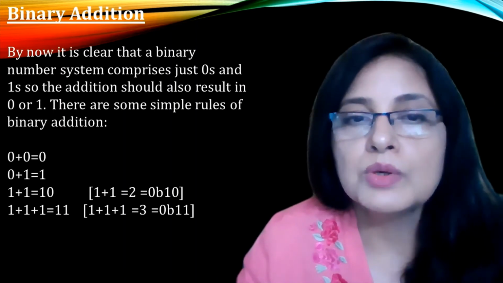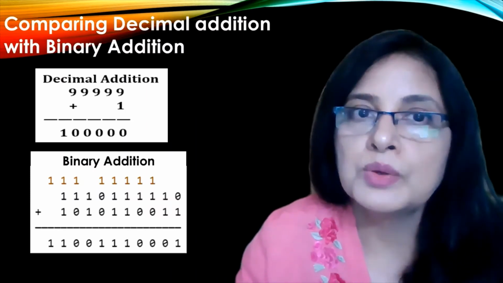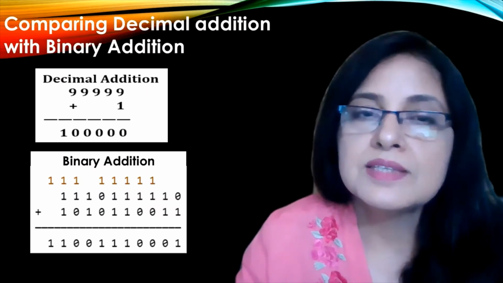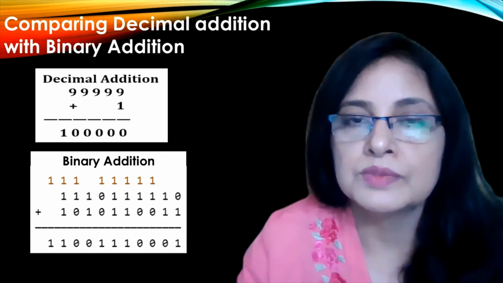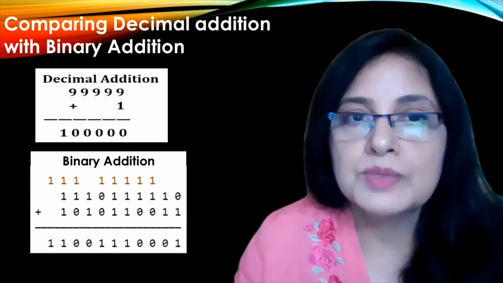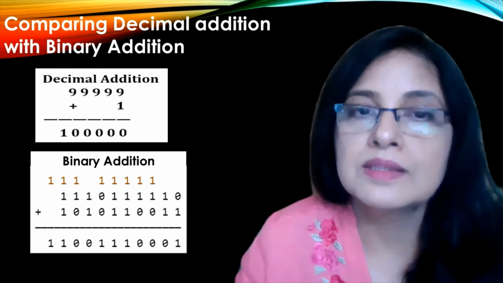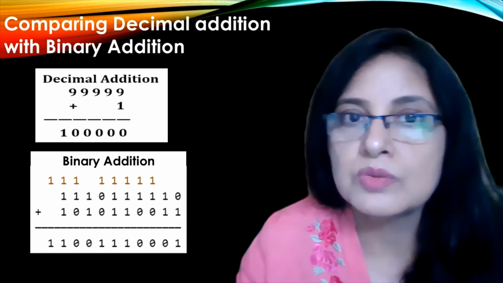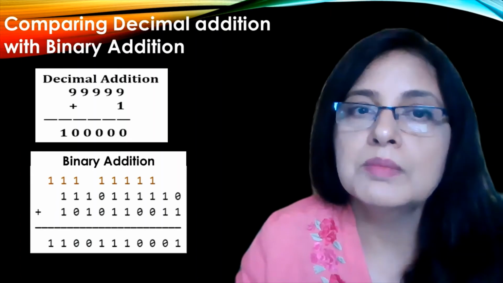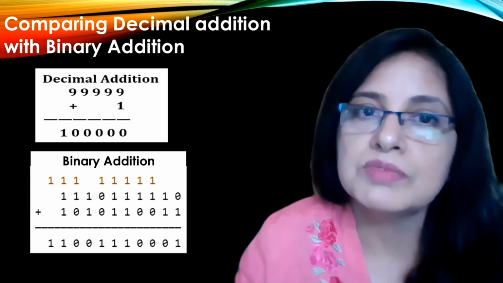So whenever we've got to add, we just need to follow the rules that we follow in decimal addition. That is, add the numbers. If there is something to carry over, we will carry it over. So here we have the two binary numbers, and we are adding them bit by bit. The first one says 0 and 1, so we take that. The second number is 1 and 1. We take 0 and carry over 1.